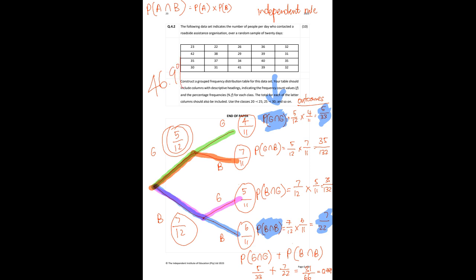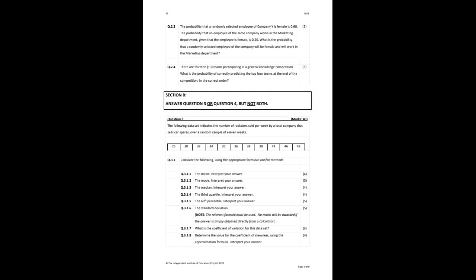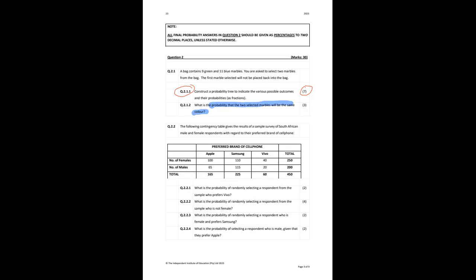46.9%. The reason I'm converting this to a percentage is because now you need to answer that final question. So you would say then the answer was 46.9%. You would say that there is a 46.9% probability that the two selected marbles will be the same color. And that would be it for that question.